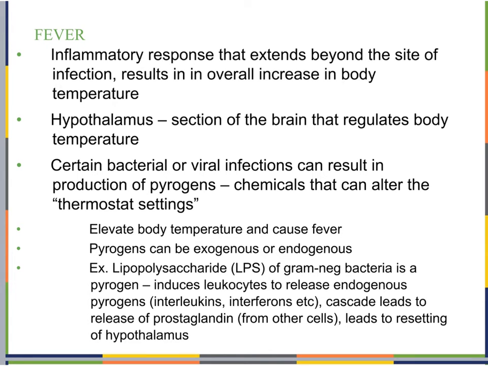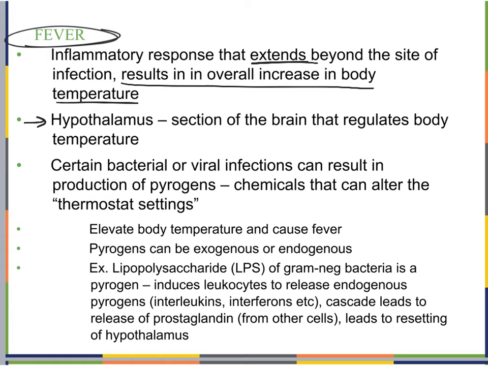So another thing that goes along with the inflammatory response is a fever. So when we have an inflammatory response that extends beyond the site of infection, so it's not just this one little cut that we got. If we end up having an inflammatory response that goes beyond that, so the bacteria got into the body and it started to spread throughout the body, and now we have inflammation all over the place, not just this little kind of lump that's annoying on our finger where we have an infection. This results in an overall increase in body temperature. So when we have an infection throughout the body, we have inflammation throughout the body, then we end up having an increase in body temperature.